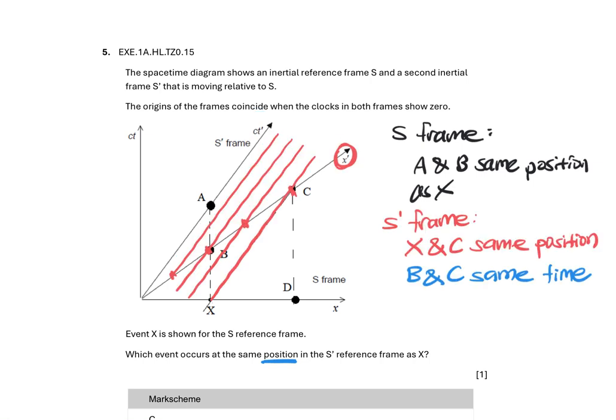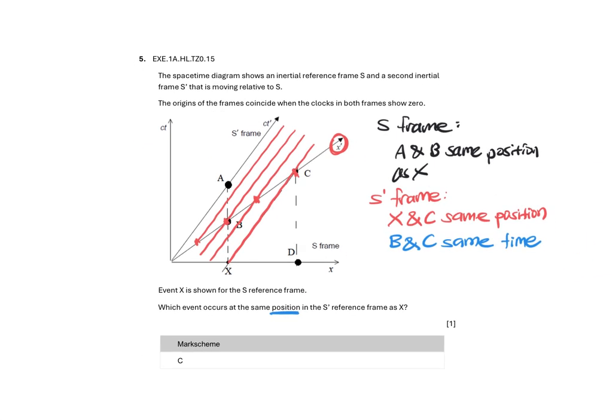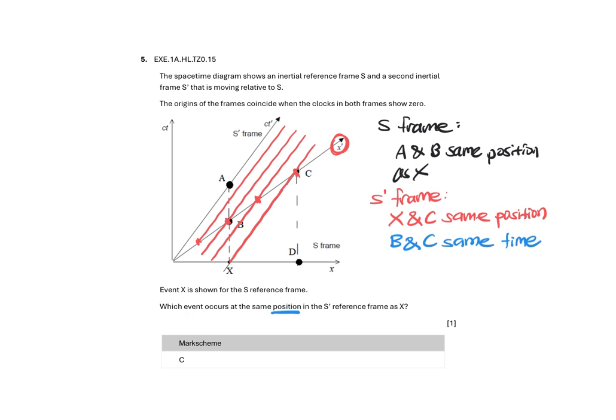All right. Okay, so I drew my parallel lines to show the intercepts on the X prime frame, and I can see that X and C are on the same position line for the S prime frame. So what's in the same position as X? That would be C. C is in the same position. They didn't ask. Why did I highlight in blue? I'm using red for position. Be consistent.